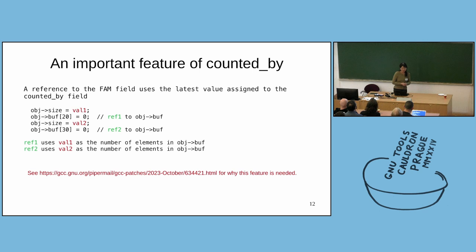A reference to the flexible array member field uses the latest value assigned to the counted by field. In this example, there are two references, reference one and reference two. The size is assigned before the reference to it, so every reference just uses the latest size assigned. This feature is used by the Linux kernel, which has a pattern that tries to dynamically extend their flexible array. So this is for that purpose.